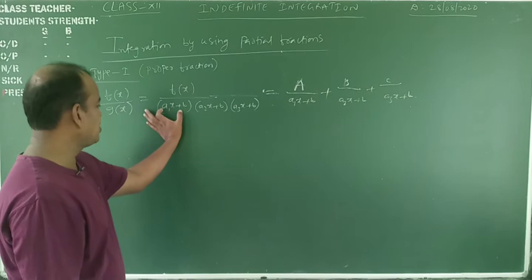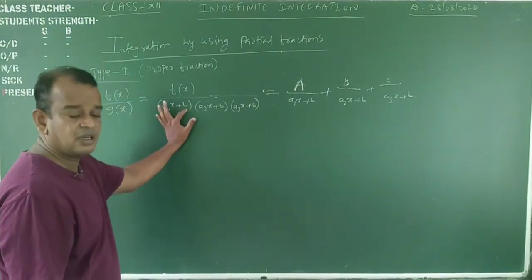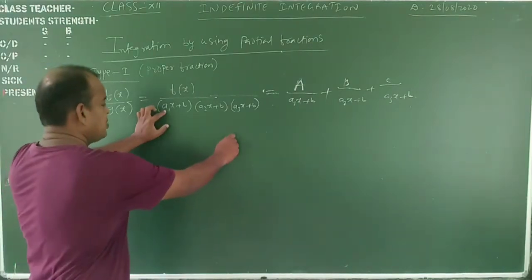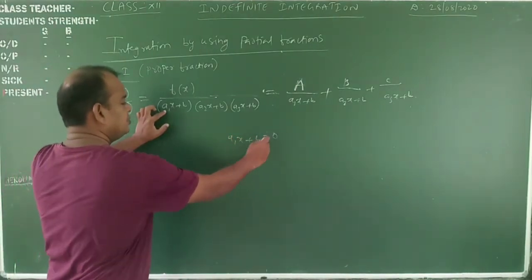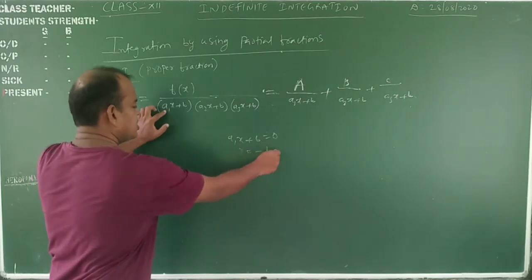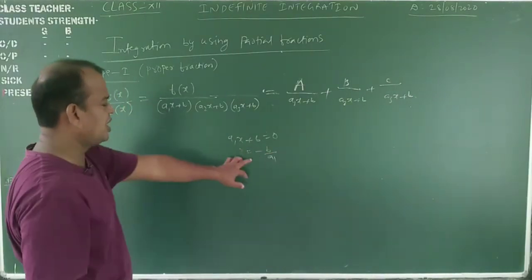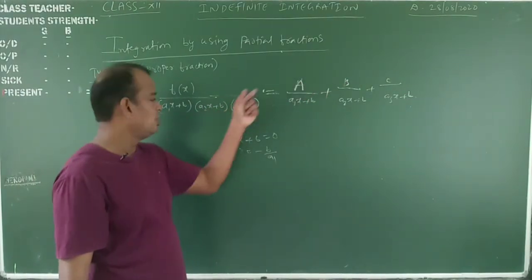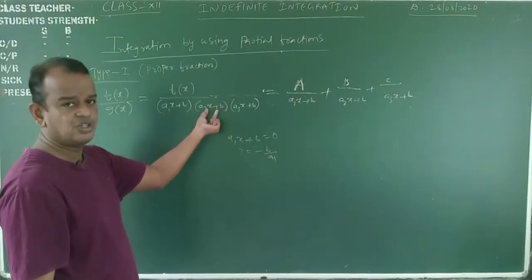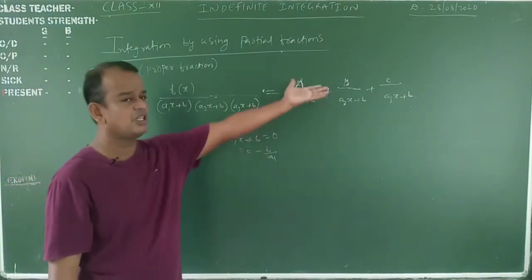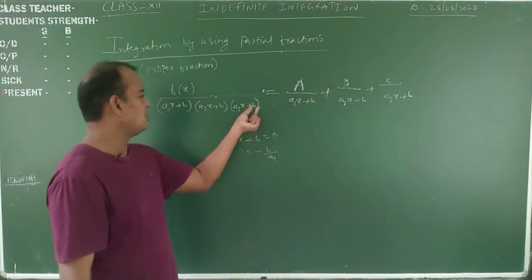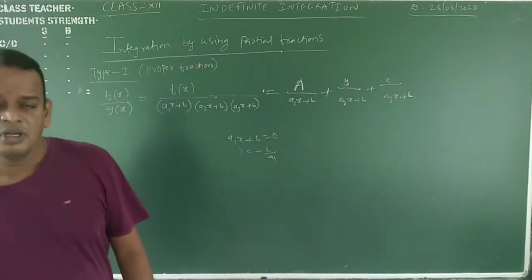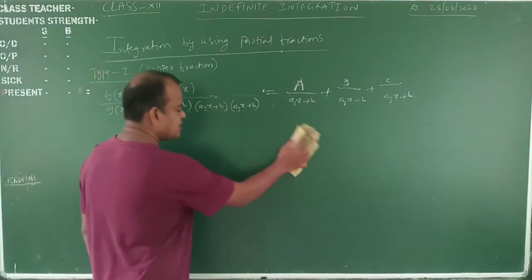Now, this is a linear factor. Observe that. For suppose a1x + b is equal to 0, here x is equal to minus b by a1. Substitute in that equation, we will get the A value. Whenever x is equal to minus b by a2, substitute in that one, we get the B value. x is equal to minus b by a3, substitute in that one, we get the value of C.